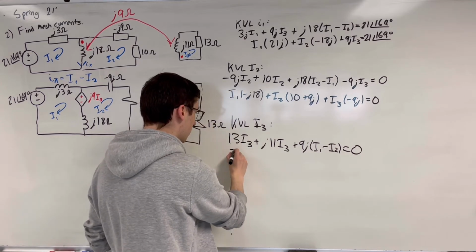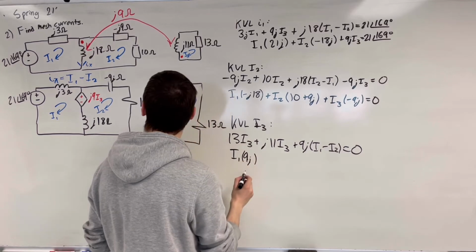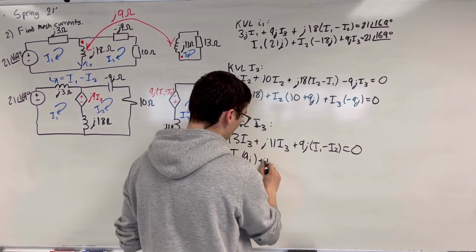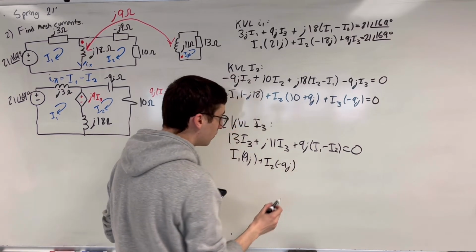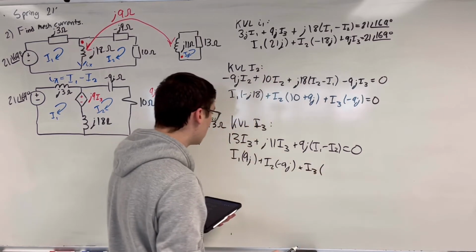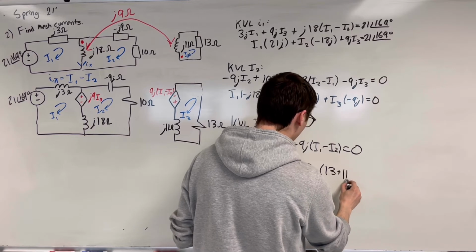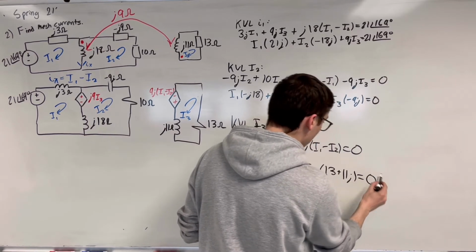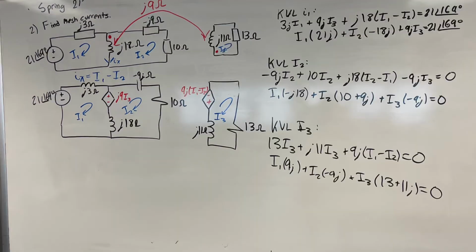So then we have I1 is going to be equal to 9j plus I2, which is equal times negative 9j plus I3 times 13 plus 11j, all equal to 0. And there are your 3 mesh currents. Pretty simple problem since we don't have to do any calculation.